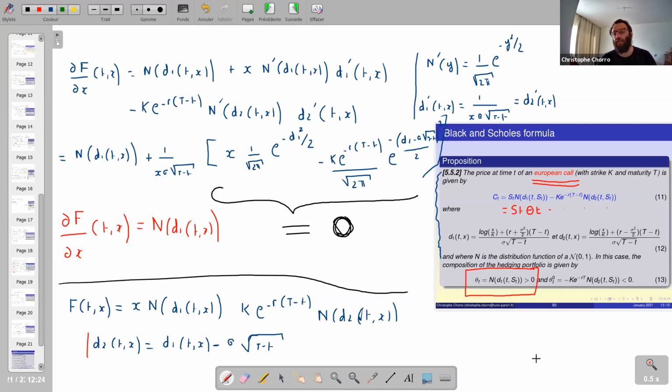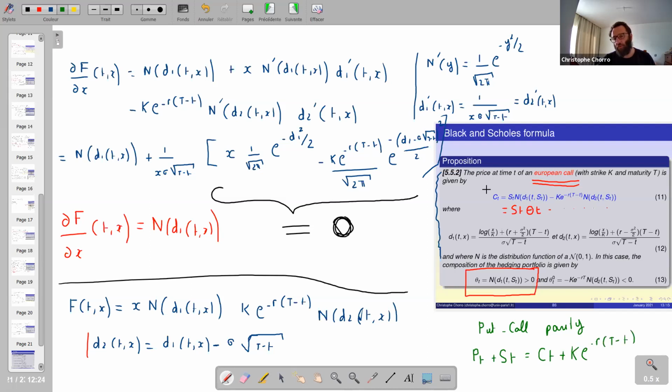Let me remind you that if I have the formula for the call, I have the formula for the put, because you have the put-call parity. It tells you that the price of a put at time t plus the price of the risky asset is equal to the price of the call plus K exponential minus r (capital T minus t).